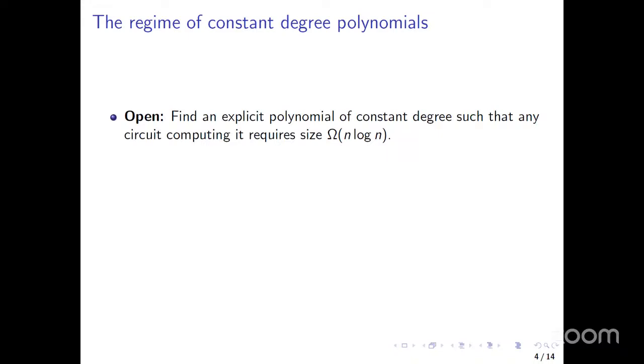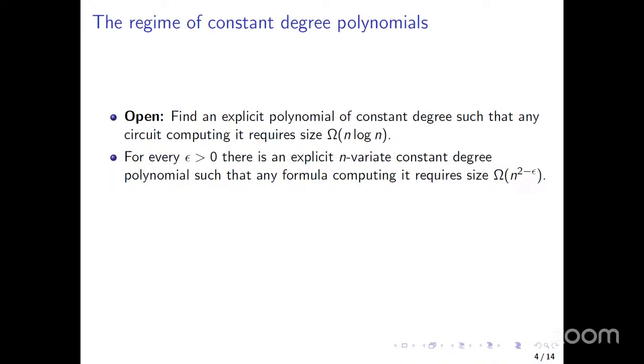So Baur and Strassen's lower bound, the individual degree was n, right? Here you do not know of an explicit polynomial whose degree is constant and the size is at least n log n. So you don't have a choice, you have to make restrictions. In the case of formulas, you have a near quadratic lower bound.